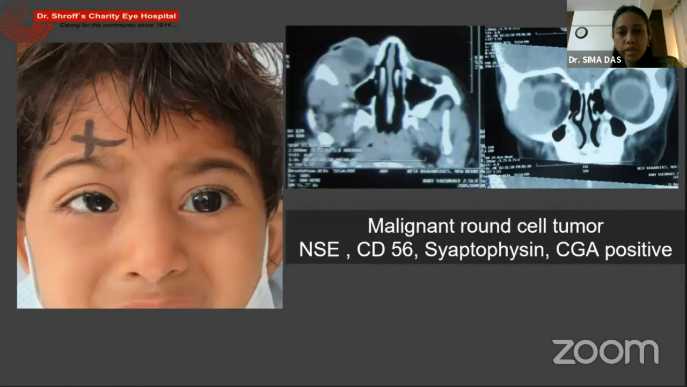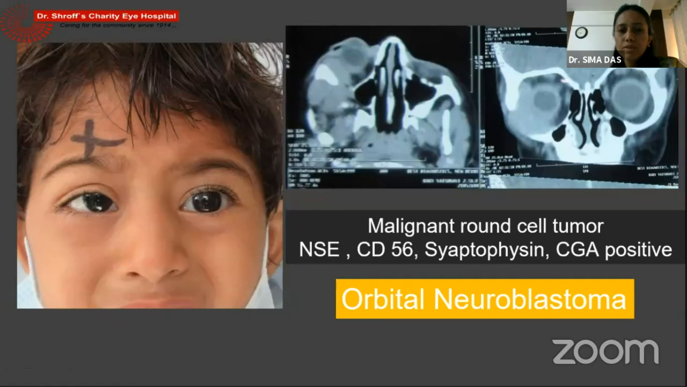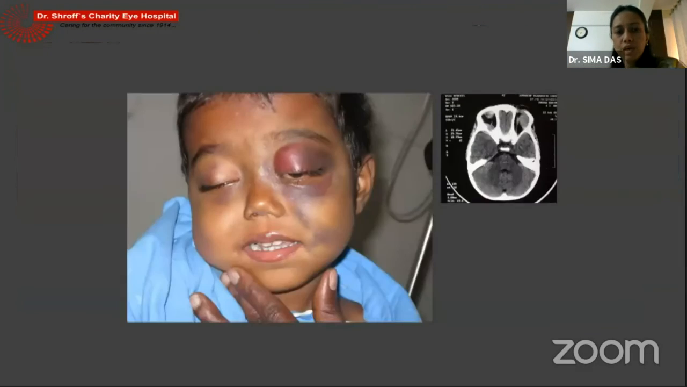And I don't have the histopathology yet for this child, but on incision biopsy, it showed a malignant round cell tumor, which was positive for NSE, CD56, synaptophysin, and CGA, which confirms the diagnosis of a neuroblastoma. Again, what was unusual was that this child did not have anything else on systemic workup. The abdomen was clear, which is very, very unusual.